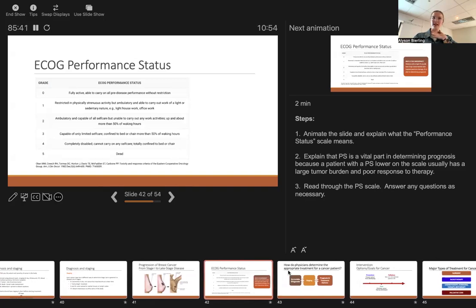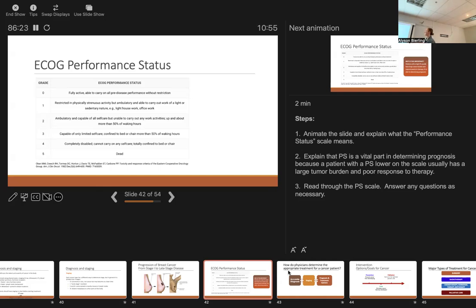All right. So another factor that we use to determine the prognosis is the patient's performance status. So this tells us what is the patient's general health status. ECOG just stands for the group, the organization that created this scale. So it's the Eastern Cooperative Oncology Group. It's not important to memorize, but just so you know where the ECOG comes from. And it is a scale from 0 to 5.